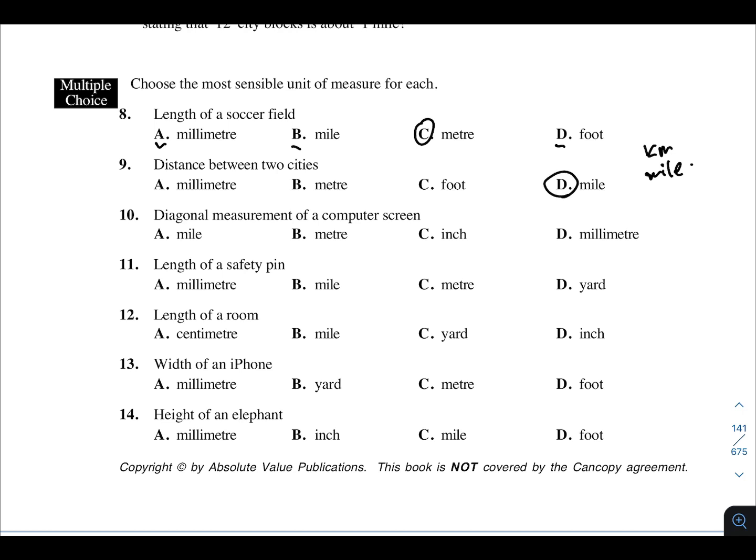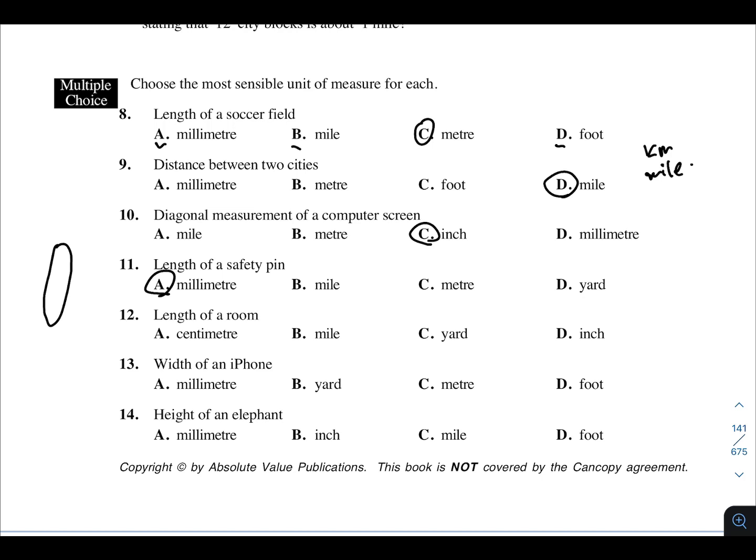And number 10, diagonal measurement of a computer screen, and normally we use inch, because if you use a MacBook Air, it's maybe 11 inch or 15 inch, so we choose C. And 11, length of a safety pin. A pin is like this long, and we can use a millimeter. And 12, length of a room.